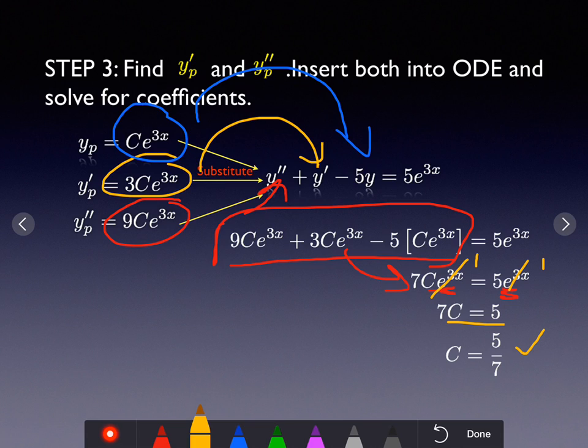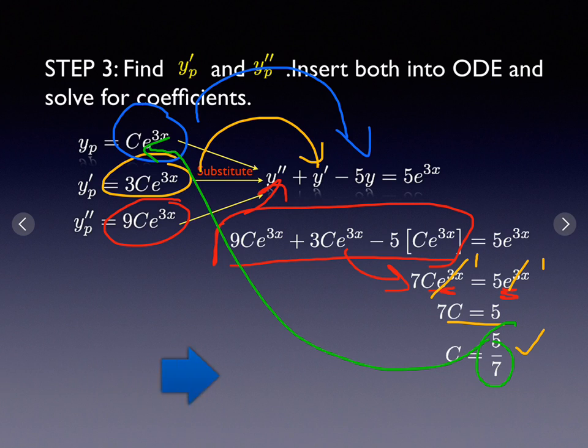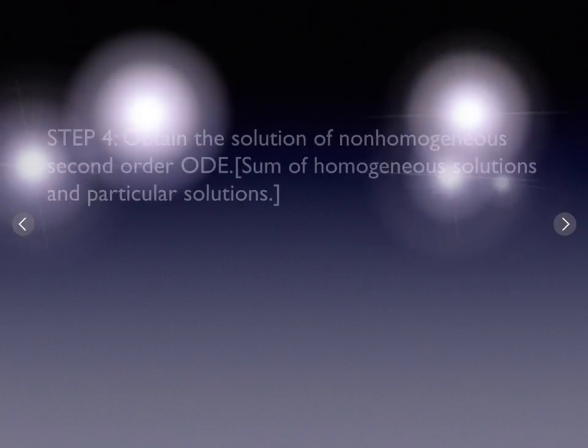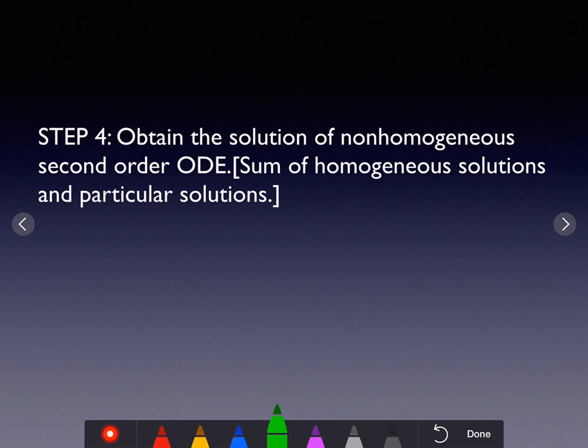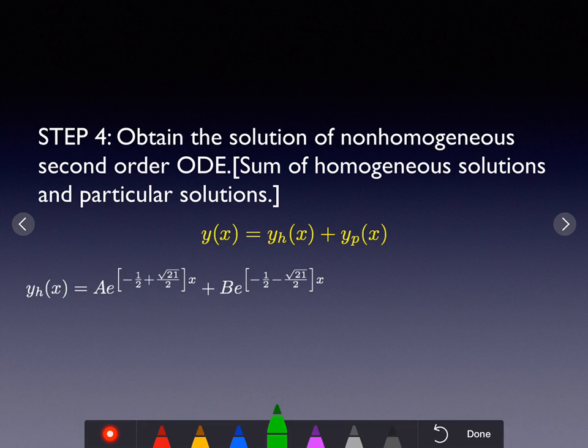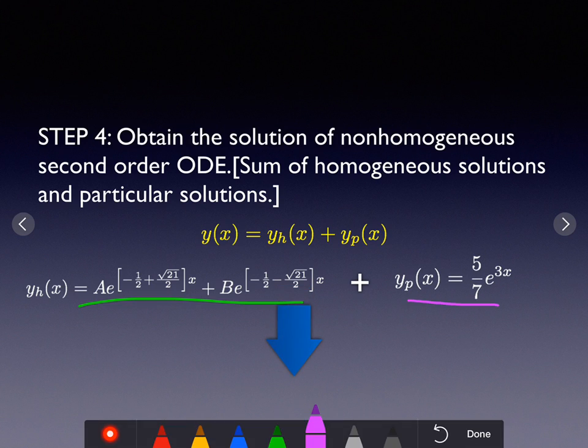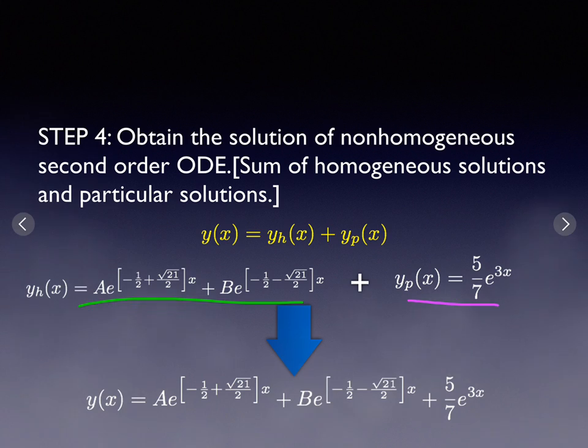When I get the c value, I'm going to substitute it into the original yp here, and this is the solution that I get. This is the yp, and then we proceed to step number 4. That's when we're going to use the yp and the yh from step number 1. So this is the solution form, it should be yh plus yp. This is my yh, plus your yp, and this is how you get the solution.